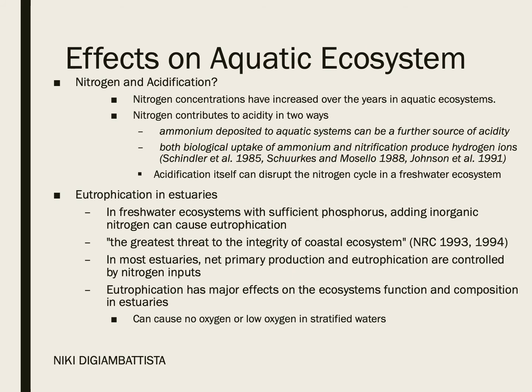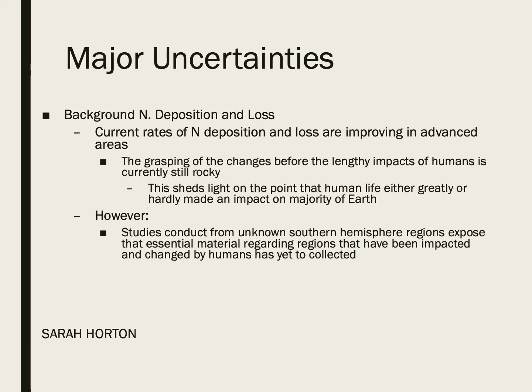Nitrogen concentrations have increased over the years in aquatic ecosystems. Nitrogen contributes to acidity in 2 ways. Nitric acid does so directly, and ammonium deposited in aquatic systems can be a further source of acidity. Both biological uptake of ammonium and nitrification produce hydrogen ions. Adding inorganic nitrogen in freshwater ecosystems with sufficient phosphorus can cause eutrophication. It is considered to be the greatest threat to the integrity of a coastal ecosystem.